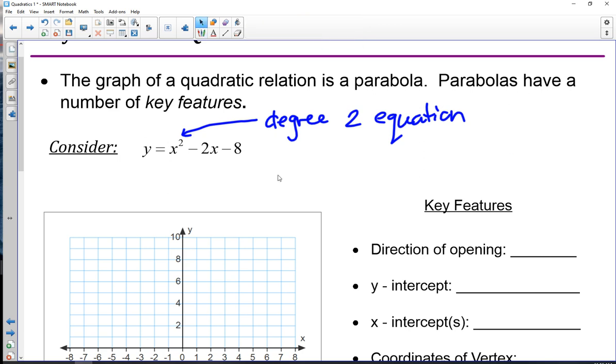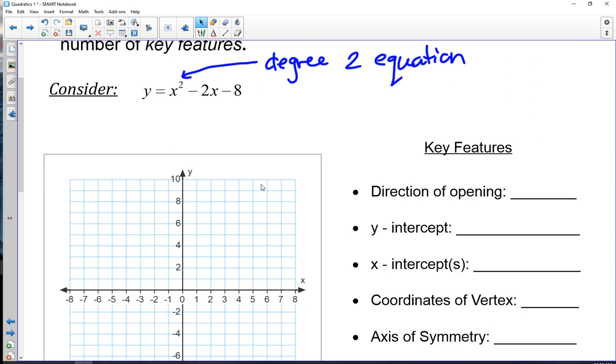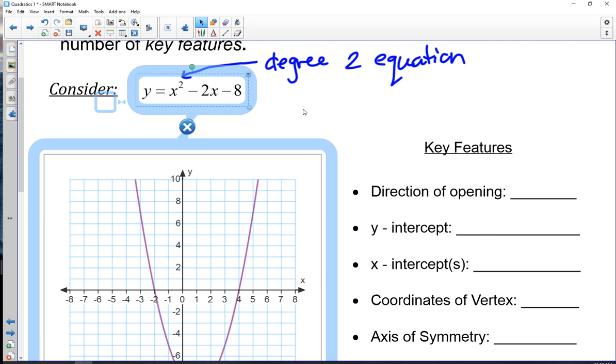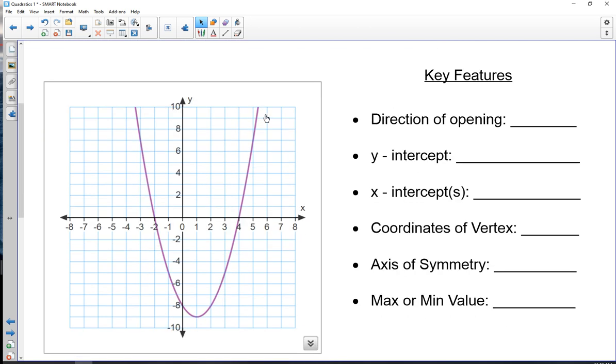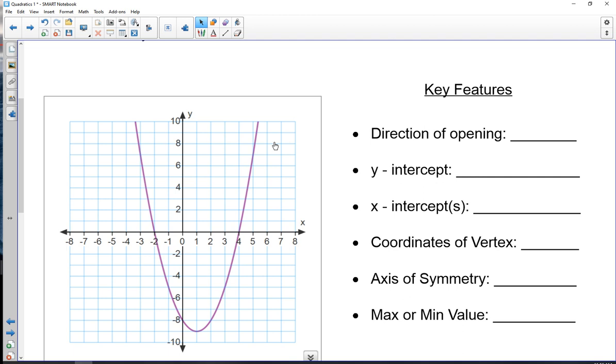So we have this quadratic y equals x squared minus 2x minus 8. Let's graph it and have a look at its key features directly from the graph. When we produce that graph, we can see that the parabola opens up. So the direction of opening is up. The y-intercept is right over here where the parabola crosses the y-axis. That's negative 8. And there are two x-intercepts, one at negative 2 and another at positive 4.